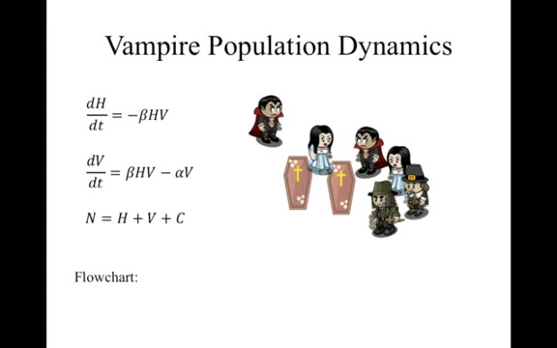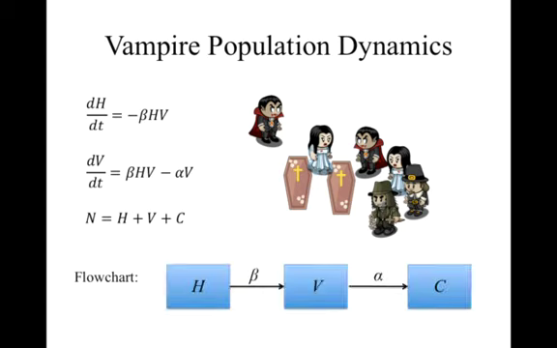And what I can do is I can actually represent this system as a flowchart. So in this particular example, I can go from a human to a vampire by being bit by a vampire. And that happens with a rate constant beta. Beta is the rate constant at which vampires find humans.